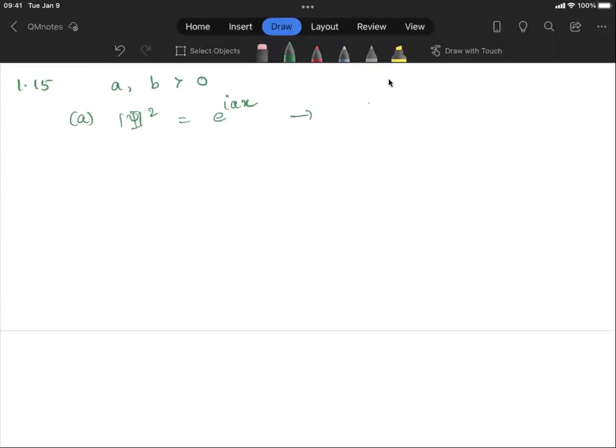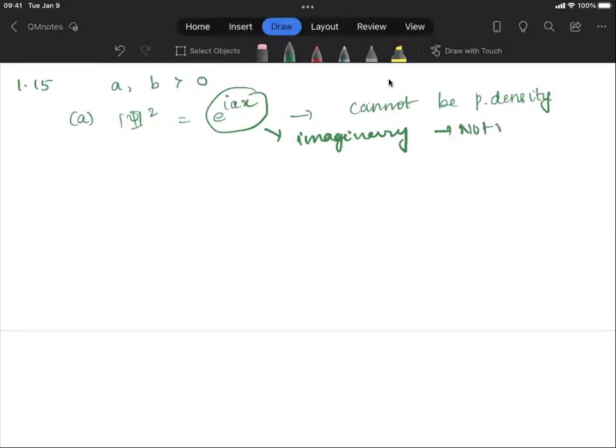This cannot be a probability density because this here is an imaginary value. It's not real. And probability or the probability density is always real. So because we don't have a real value here, the function given in A is not a probability density function.